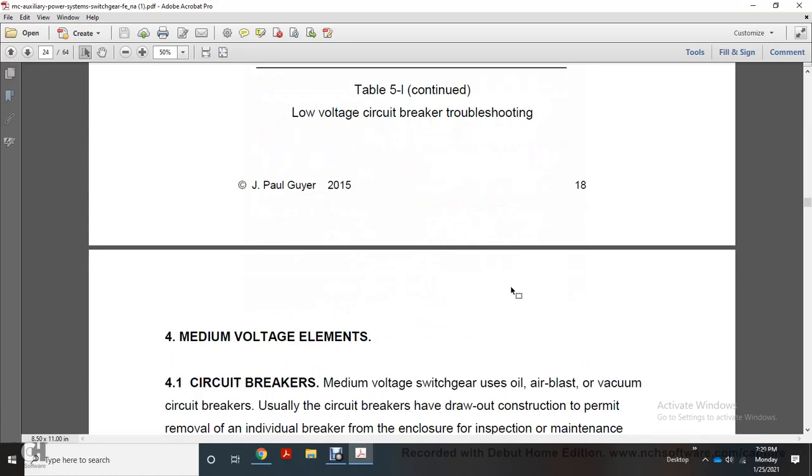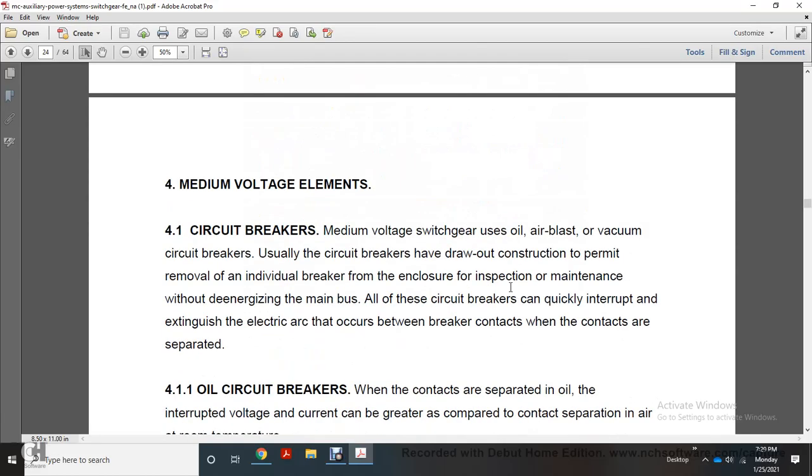Chapter 4, Medium Voltage Elements. Circuit breakers: medium voltage switchgear uses oil, air blast, and vacuum circuit breakers. Usually circuit breakers have drawn-out construction to permit removal of the individual breaker enclosure, inspection, and maintenance without de-energizing the main bus.